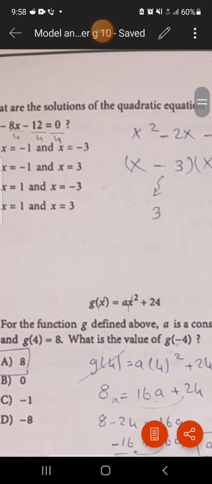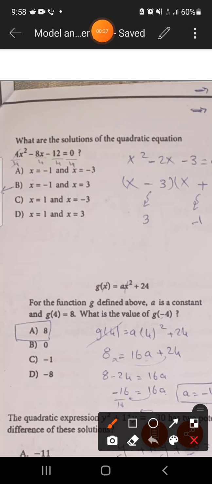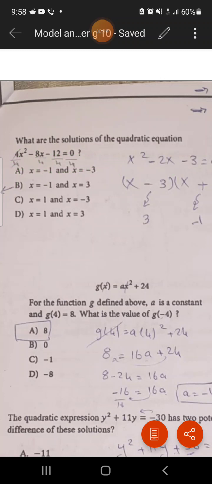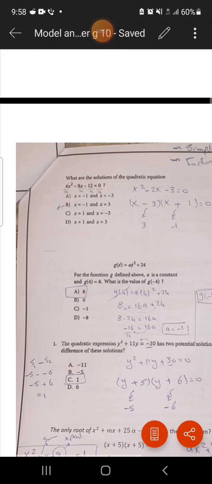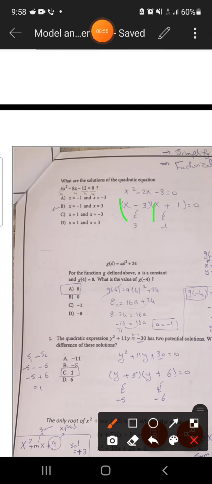You find that you have 4x squared minus 8x minus 12. You can divide the whole equation by 4 to simplify it: 4 divided by 4 gives x squared, 8 divided by 4 gives negative 2x, 12 divided by 4 gives negative 3, equals 0, right? Then you will factorize two brackets here, x and x. What times what gives you 3? I have 3 times 1.